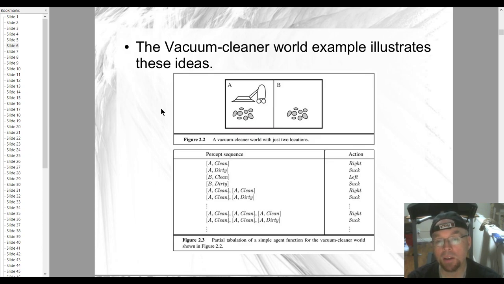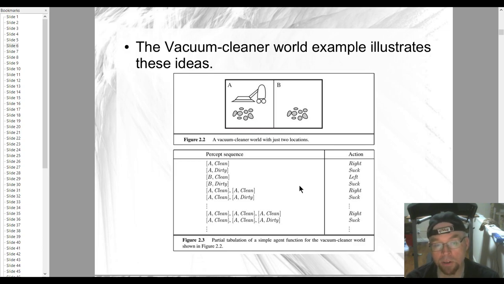Now, the vacuum cleaner can perform, I think, one of three actions: move right, move left, and suck, okay? What can it perceive? It can perceive what square it's in and whether that square is clean or dirty. This figure 2-3 is a partial, not complete, table, because there's not enough space on the page or on the slide to show every possible percept sequence that could exist. But this just gives you an idea.